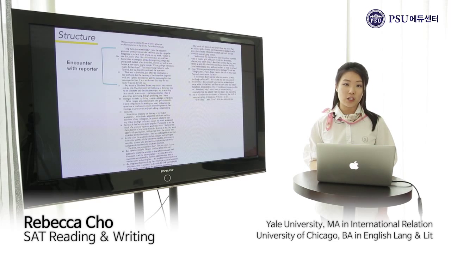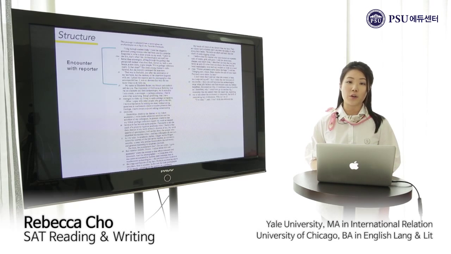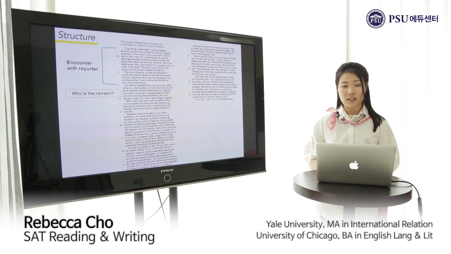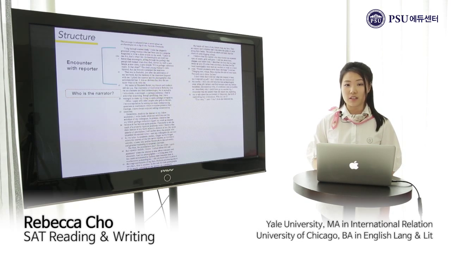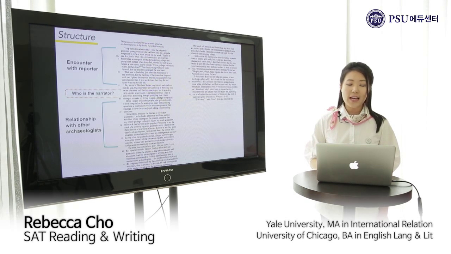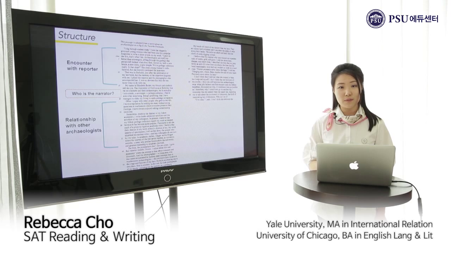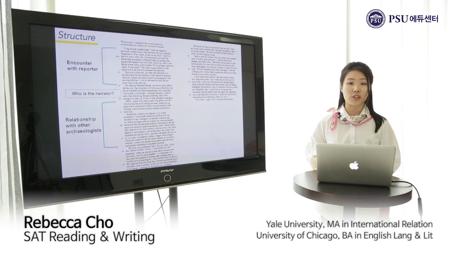And so we can divide this largely up: the first part is the encounter with the reporter, and the next part is she's describing herself. Who is this lady? She is a lecturer at UC Berkeley, and she's an archaeologist. In the next part, she describes her relationship with other archaeologists, or the way in which other archaeologists perceive her field or perceive herself.